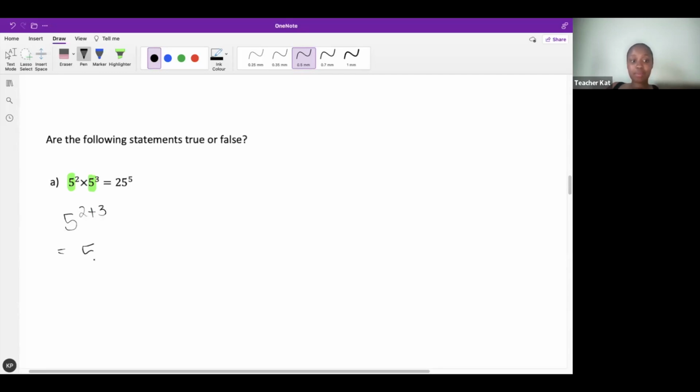No, you keep the base. So it's actually 5 to the power of 5. In this case, what did they do with the bases, guys? How did they get 25 over here? They multiplied the bases. And are we supposed to do that? No. So is this in fact true or false? Nice, guys. This is false.